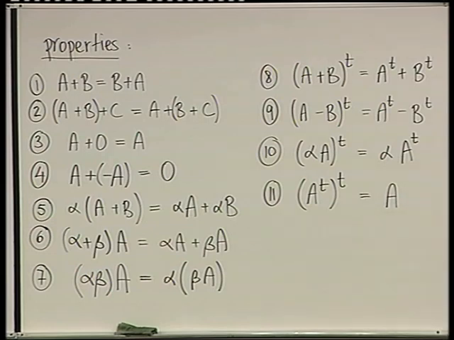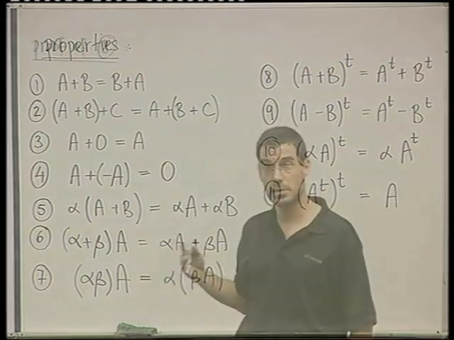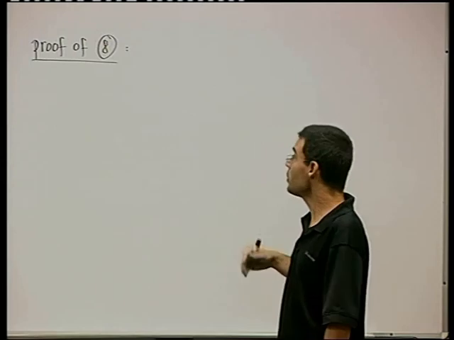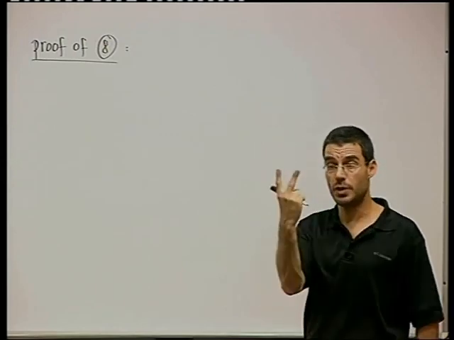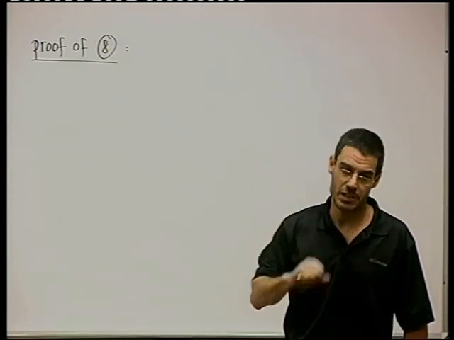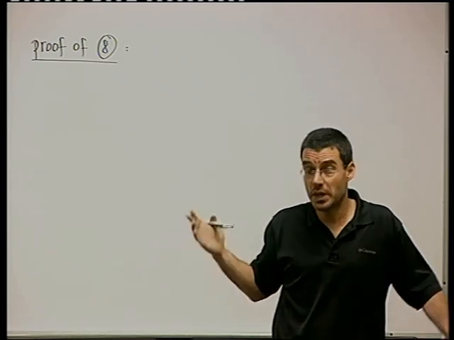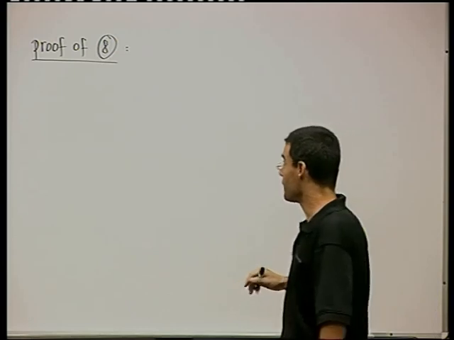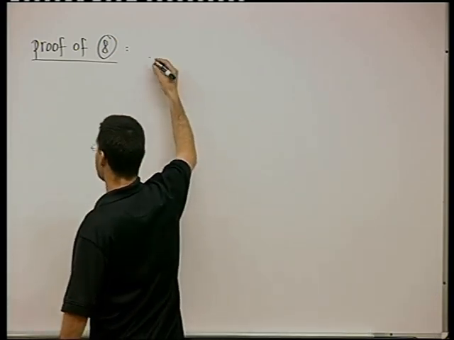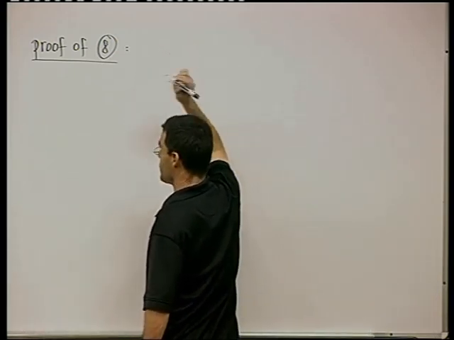So what do we need to show? There's a claim there that two matrices are the same, that (A plus B) transpose is the same as A transpose plus B transpose. In order to show that they're the same, we have to show two things: that they have precisely the same size and that they have precisely the same entries. That's what it means for two matrices to be the same. So let's do that.